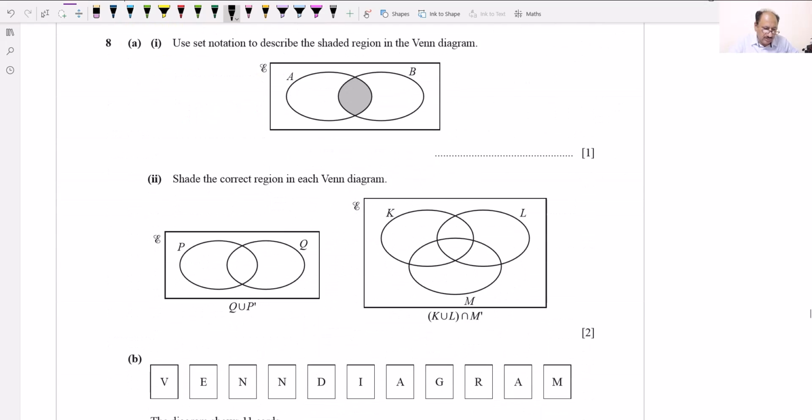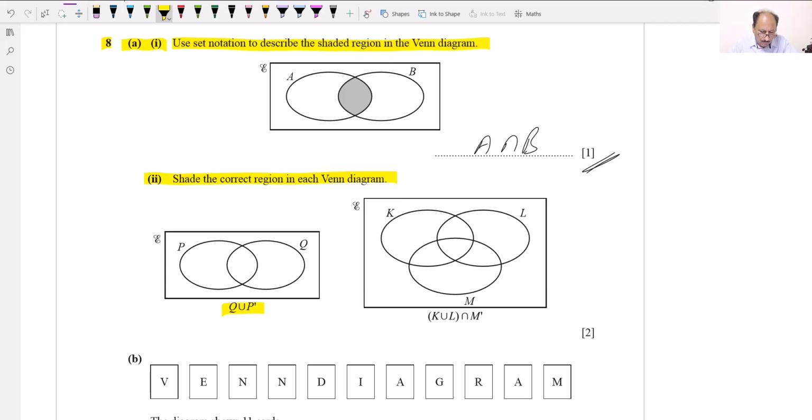Hopefully you understood. This is question number 8, and the question number 8 A part says use set notation to describe the shaded region in the Venn diagram. So this portion is basically A intersection B, so we'll write A intersection B. This is 1 mark.